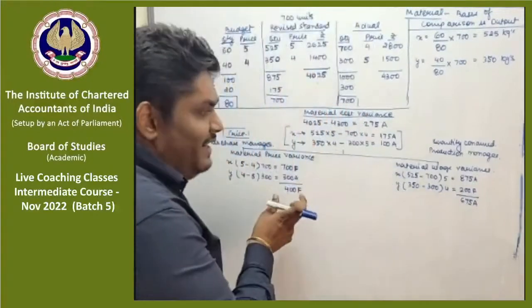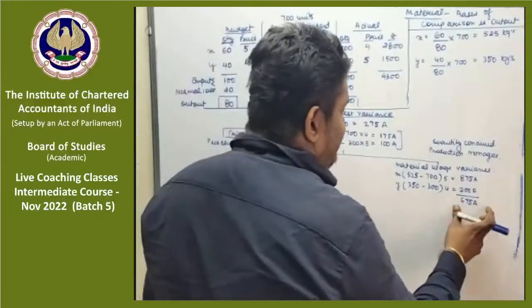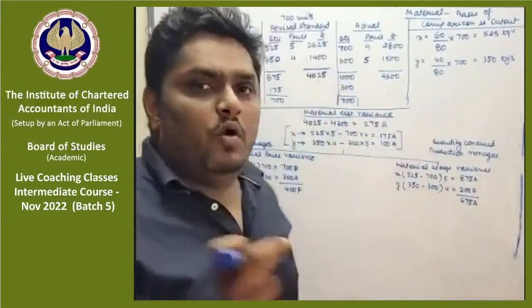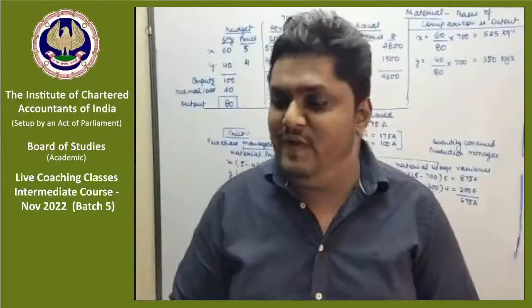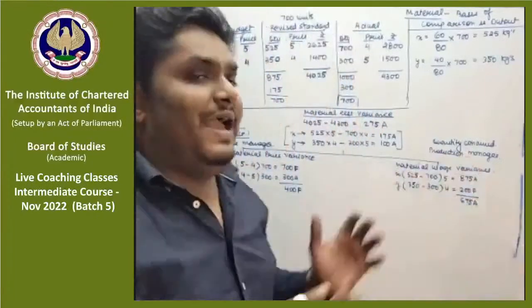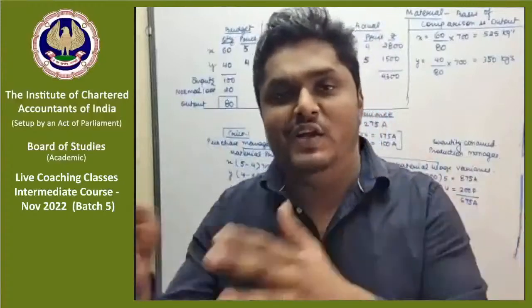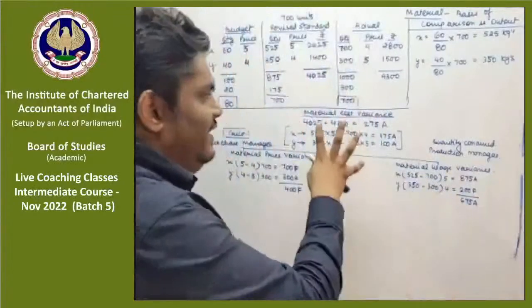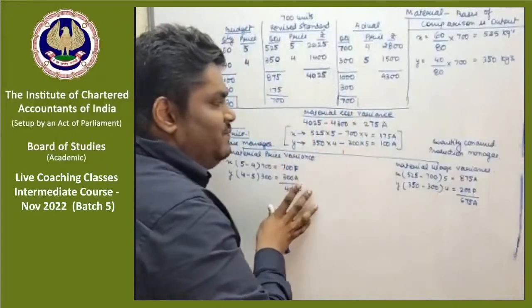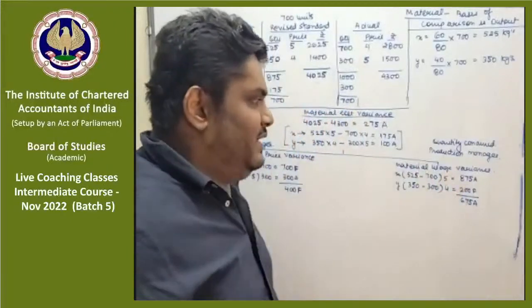Madhuri, 400 is favorable, 675 is adverse. So the net cost variance will be 275 adverse. So guys, now we are done with the first part of material variance, wherein we discussed material cost variance, price variance and usage variance.